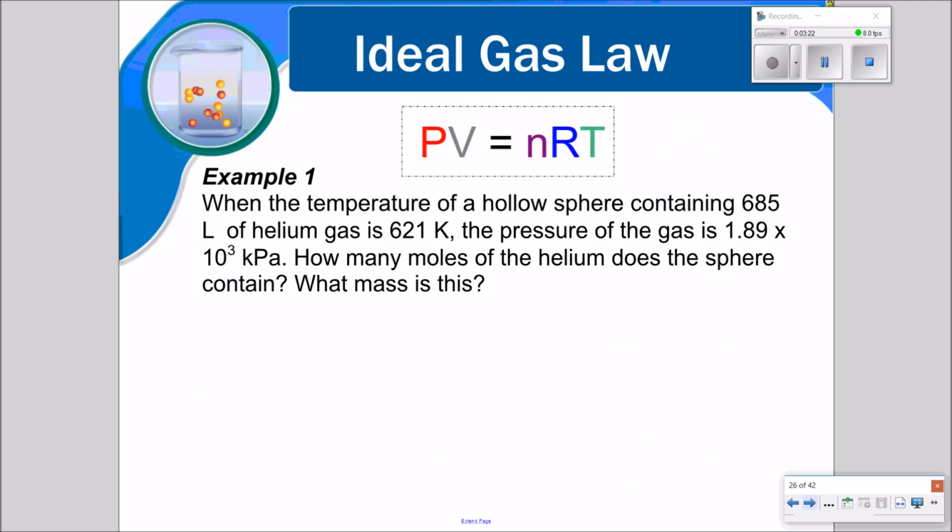So let's go ahead and actually use this R value and our PivNert equation. Example number 1 says, when the temperature of a hollow sphere containing 685 liters of helium gas is 621 Kelvin, the pressure of the gas is 1.89 times 10 to the third kilopascals. How many moles of the helium does the sphere contain, and what mass is this? So I'm going to write out my givens here. I've got pressure, volume, number of moles, my R value, and my T value. My pressure is 1.89 times 10 to the third kilopascals.